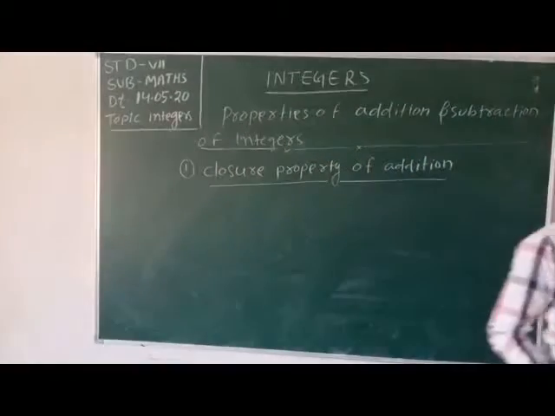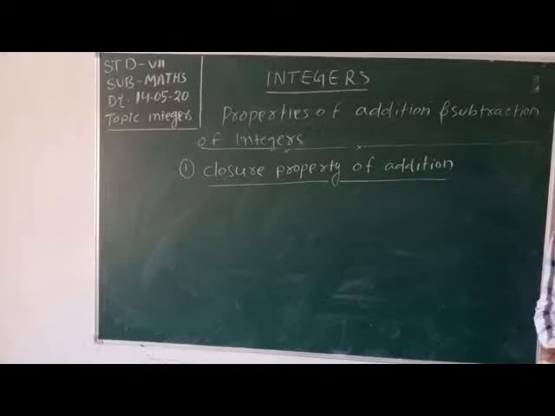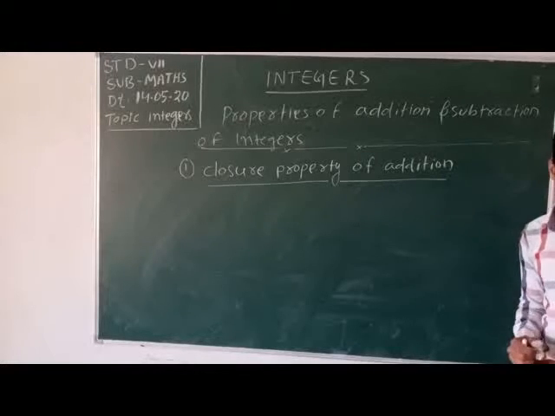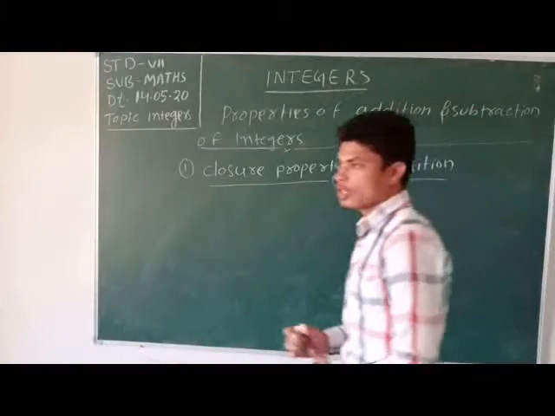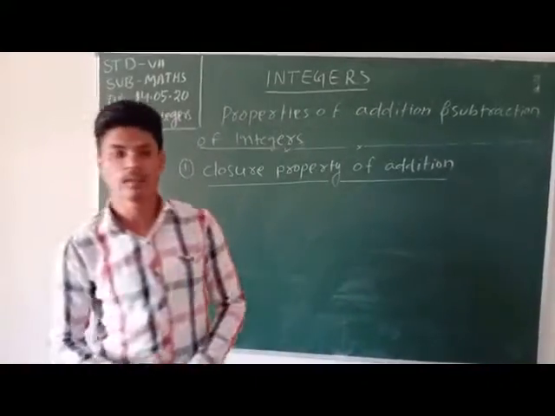What if the sum of two whole numbers is a whole number? The sum of two whole numbers is again a whole number. See the proof.